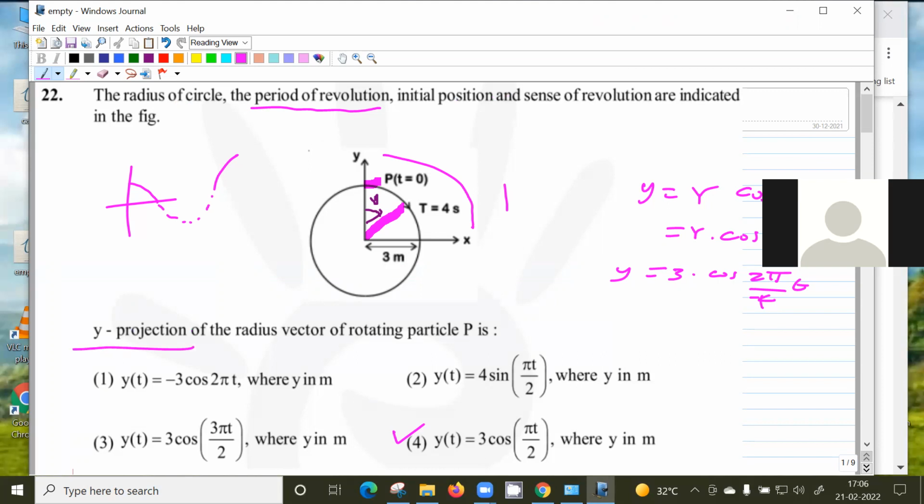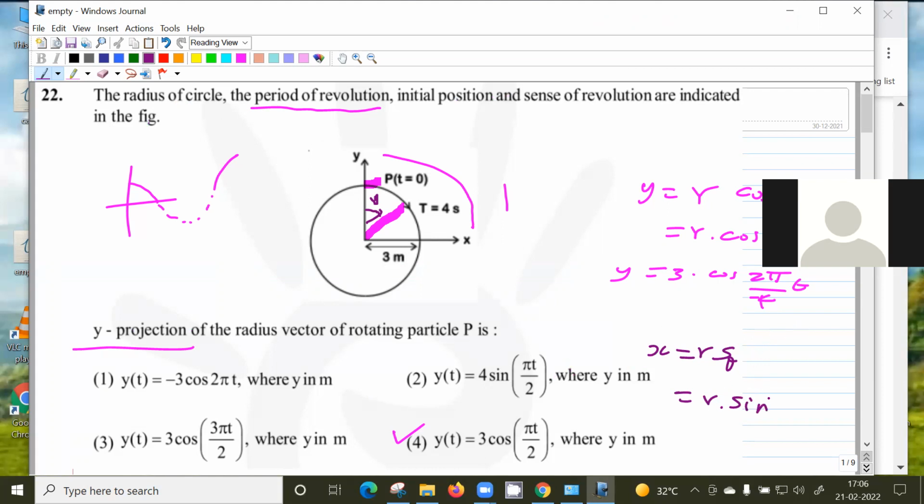I'm just asking, sir. Yeah, you can write how x is to be done. You can also write the x projection. Suppose he says the x projection, so x is r sine theta. Yes, sir. And in terms of cos, it would be 90 minus theta, no, sir?